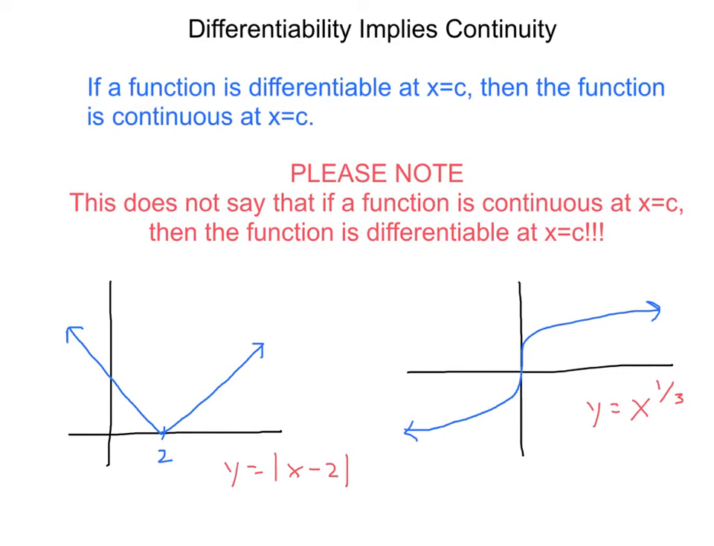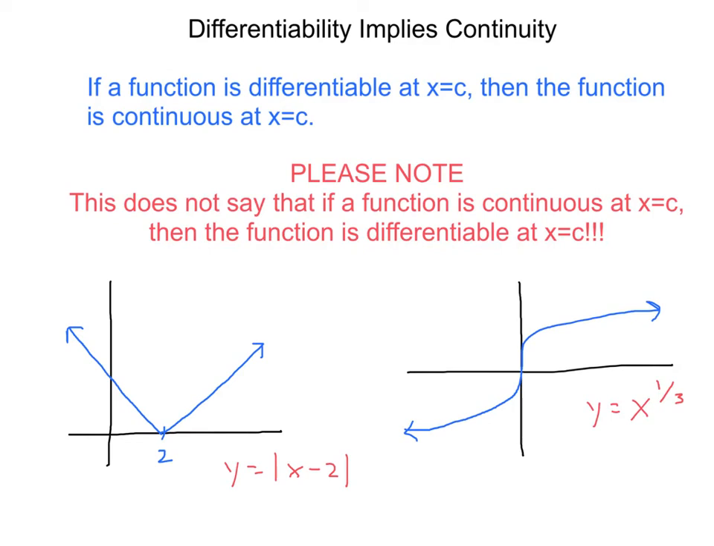But please note, and put this in your notes, star it, make sure it stands out. This does not say that if a function is continuous at x equals c, then the function is differentiable at x equals c. That is definitely not the case. If the function is differentiable, I know it is continuous, but just because a function is continuous does not mean it's differentiable. For example, we have two functions graphed below.